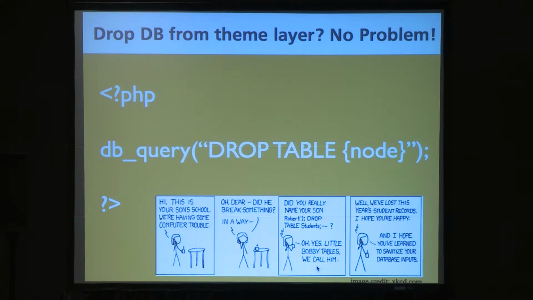But the problem is it's not just a funny cartoon. This year, a Drupal core maintainer managed to do this. This is not an abstract example. They managed to drop the node table out of their database, and it's gone, right? So if a Drupal core maintainer can accidentally destroy their database, what hope is there for the rest of us, right?